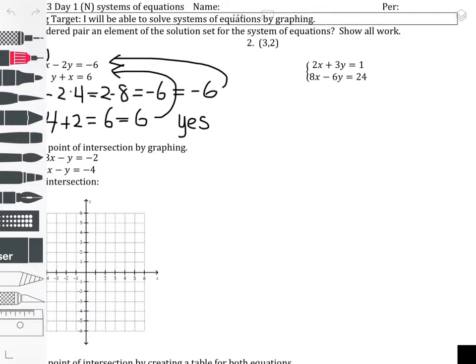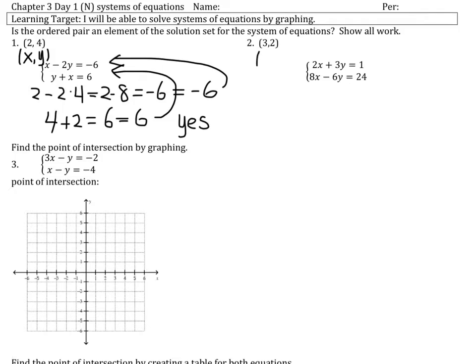Question number 2. Another point, 3, 2. Don't forget the first number is your x, the second number is your y. So let's go ahead and plug the numbers in. 2 times 3 plus 3 times 2, is it equal to 1? So 2 times 3, we have 6. 3 times 2, we have 6. 6 plus 6 is 12. So obviously it does not equal 1. So for the first equation, it's not a solution already.